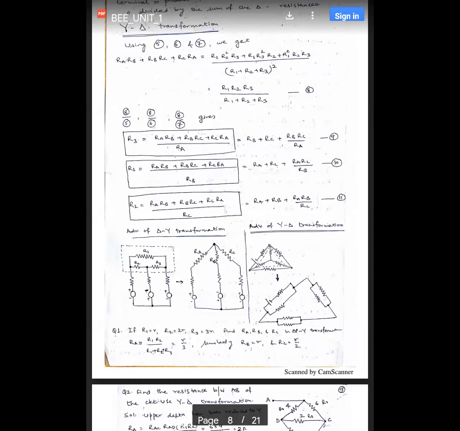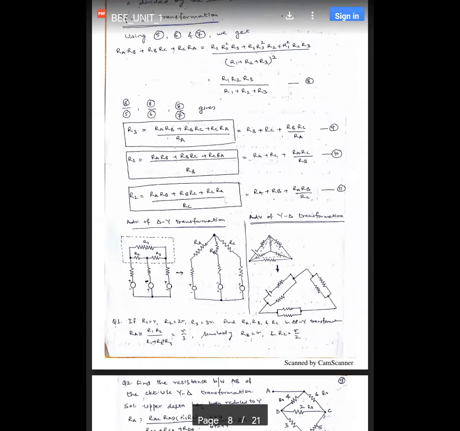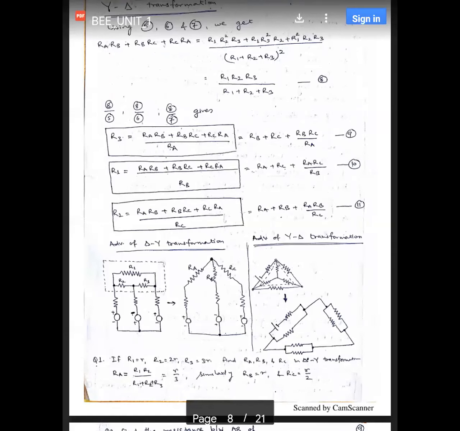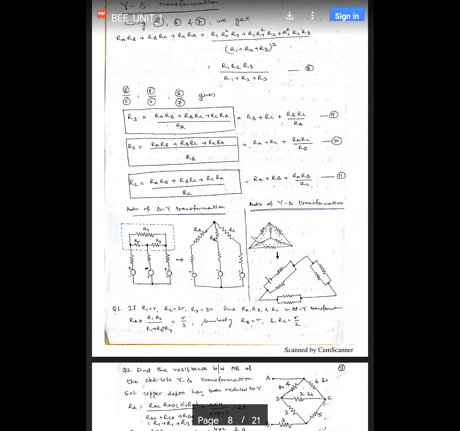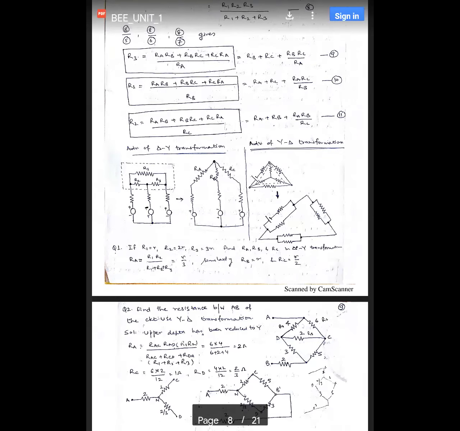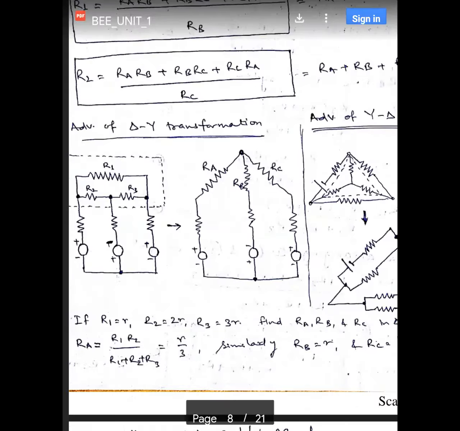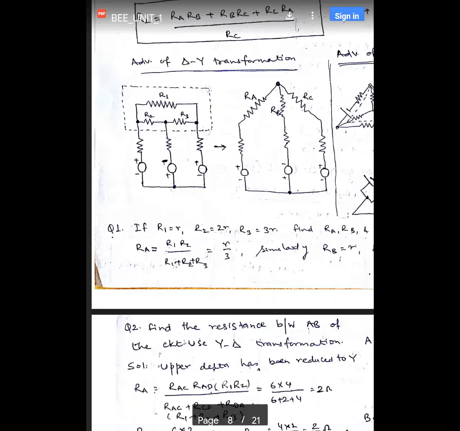As we have discussed earlier, star to delta transformation and delta to star transformation are mainly helpful to make the circuit simpler so that we can easily solve the circuit and its desired parameters. Okay, so as you can see in the circuit, let us first focus on this first circuit.